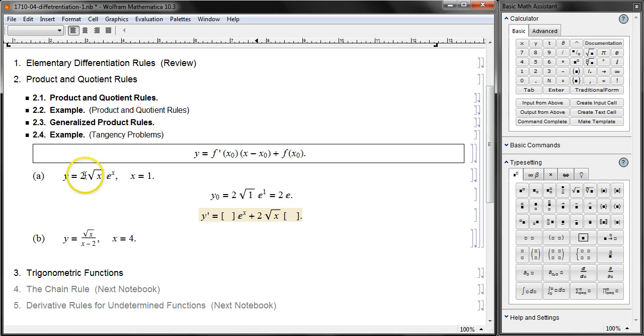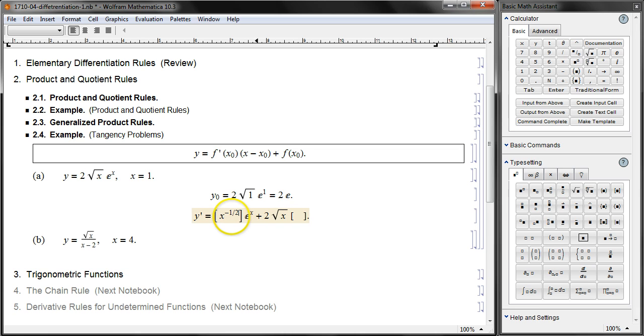What's the derivative of the first function? What's u prime? This is 1/2 power. The 1/2 power comes out and kills off this 2. This is what we get. And how about v prime? The exponential remains the same. So that's the derivative function.